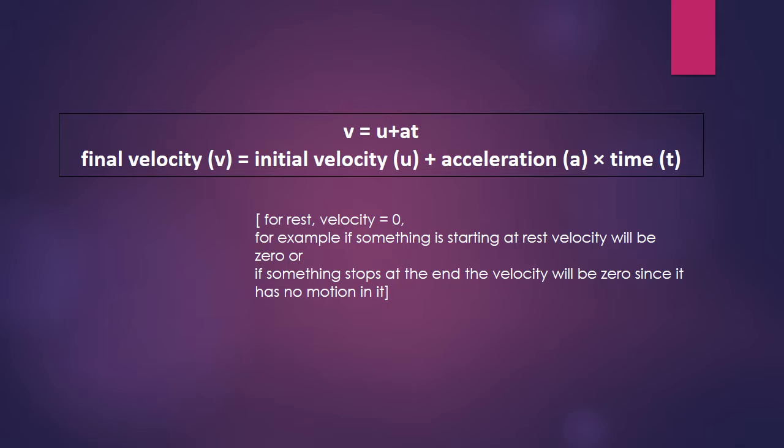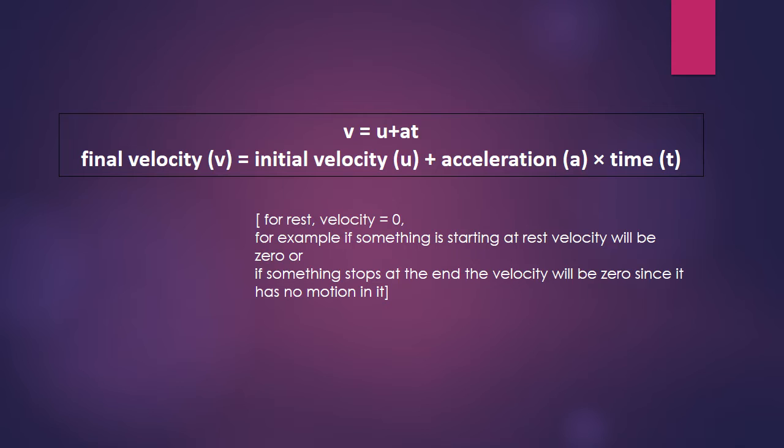So today we'll learn a formula that you haven't learned yet, that is V equals U plus AT. V stands for the final velocity, U stands for initial velocity, A stands for acceleration, and T stands for time. So we can say that final velocity is equal to initial velocity plus acceleration into time.